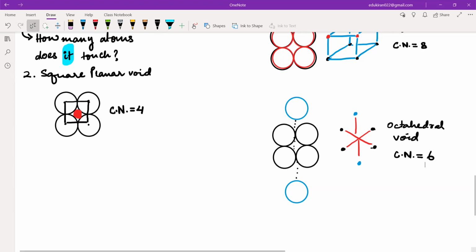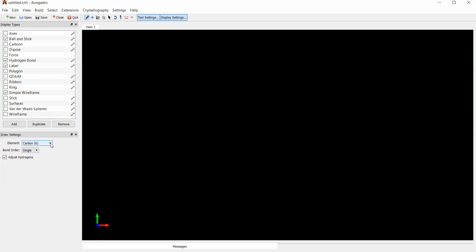Now, octahedral is a bit important because if you look at the octahedral void from a different orientation, it will look completely different. So for that, let me show you guys. Let me share another screen. Can all of you see this black screen? Yes or no? Tell me. Yes, sir. Okay.